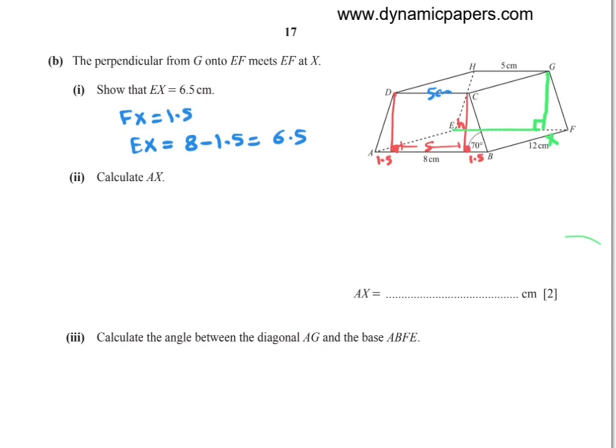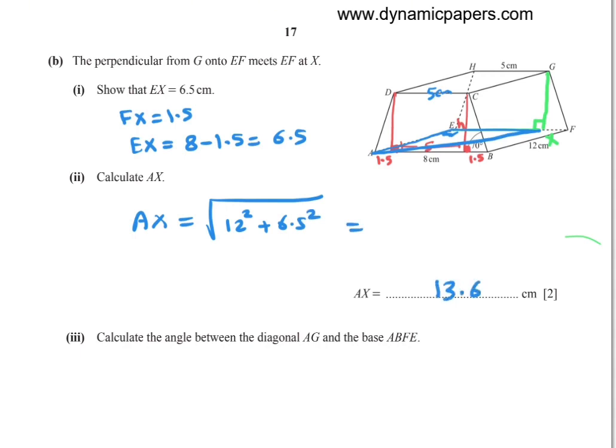Calculate AX. If you join AX, so this triangle AEX, right angle triangle, because this angle is 90, we have AE equals 12 because this is 12, and EX equals 6.5, so AX equals square root 12 squared plus 6.5 squared equals 13.6 to 3 significant figures.